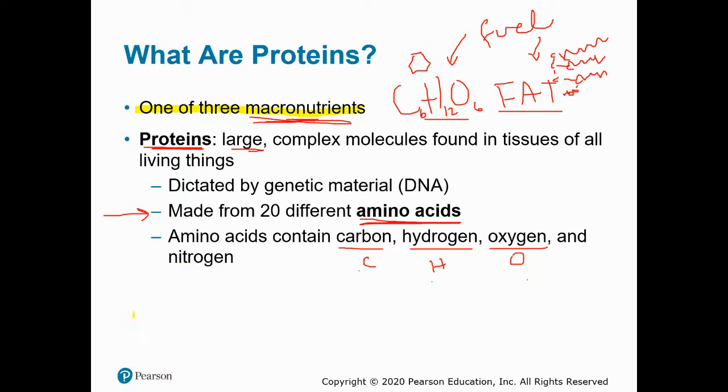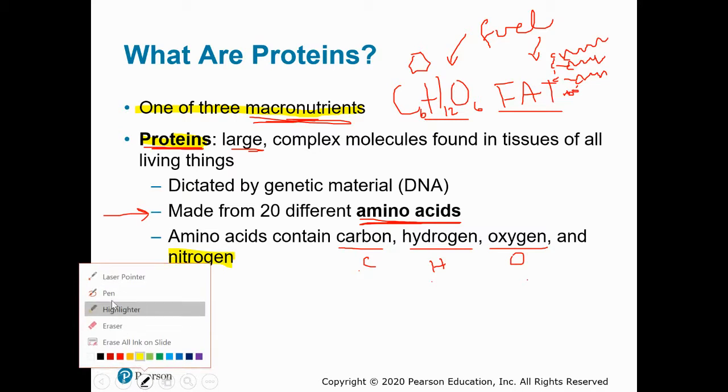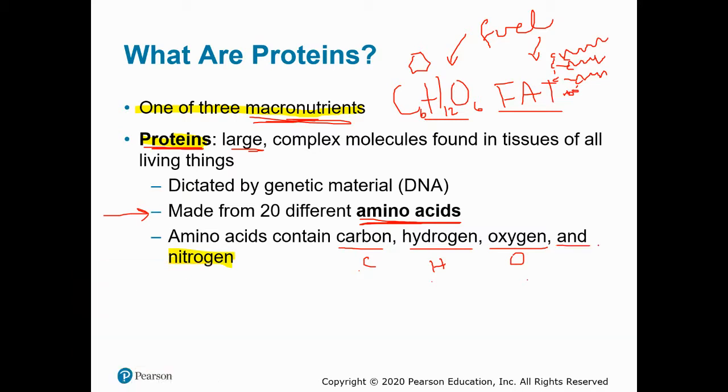A new piece here with proteins is that proteins contain nitrogen. So proteins contain carbon, hydrogen, and oxygen, and they contain nitrogen. So that's new. You definitely need to understand that that's a differential of proteins relative to carbohydrates and fats. So another important thing about proteins that is different is that we find protein in all of the tissues in our bodies, and we would find them in the bodies, I guess, of other living things as well, animals and plants too.